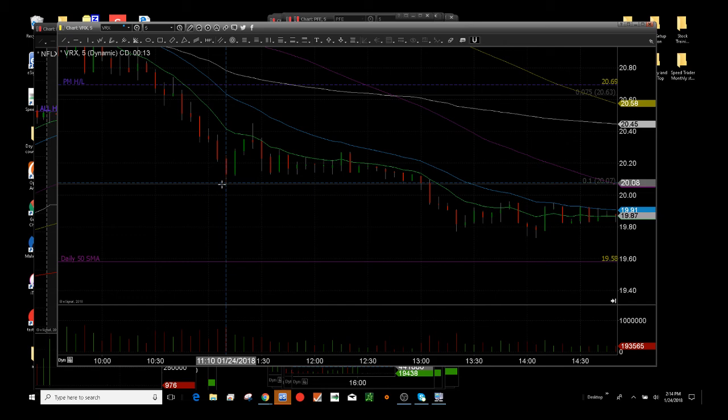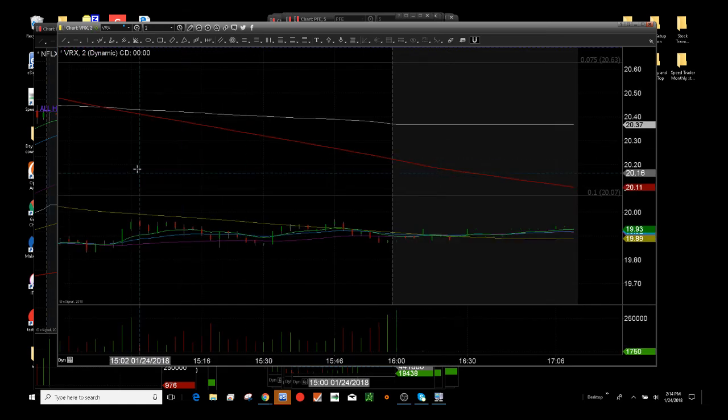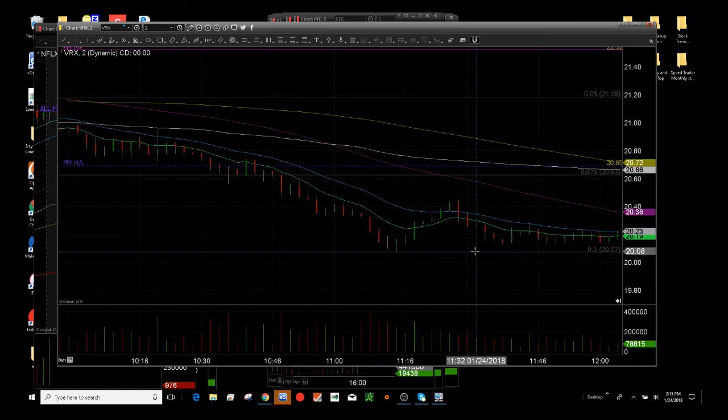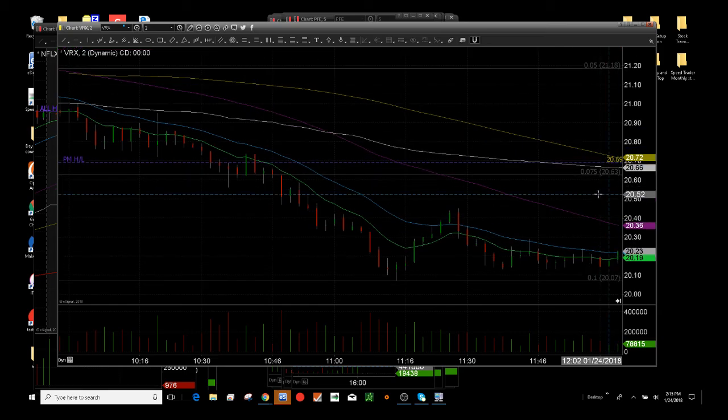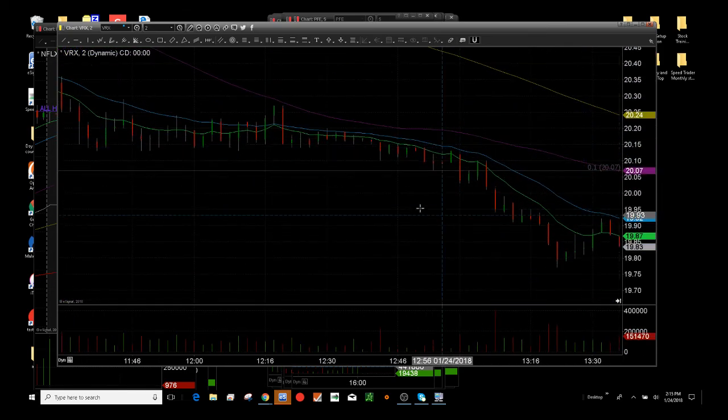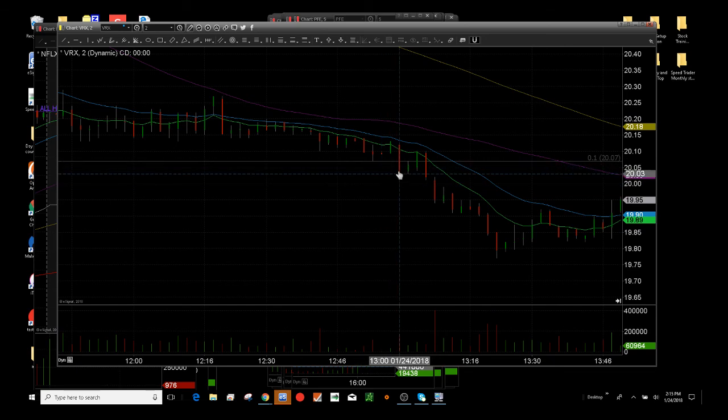It hits that 10, and then it gets range bound in here, right? And then what happens when the 9 EMA comes down and pushes it through again? Go to the 2-minute chart. Here's the first break on the 2-minute chart. Comes back, retests, and you can try to get short, and your stop is up here.